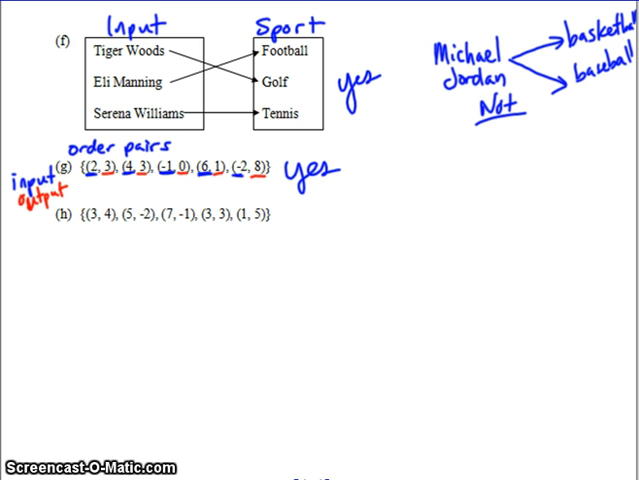For H, it's going to be different because we have our inputs here and then our outputs here. And if you notice, we have 3 as the input twice, and they have two solutions. 3 goes to 4 and 3 goes to 3. So that's not a function.